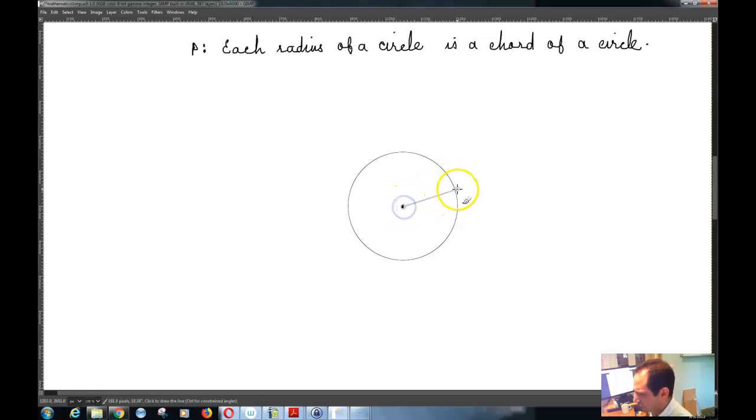Meaning that if I have this radius, for example, no radius is actually a chord of the circle, because the chord of the circle has to touch 2 points on the circumference of the circle, but there is no radius that touches 2 points on the circumference. Any radius that you draw here, one of the points is the center, and the other point is going to be some point on the circumference. So this is absolutely wrong.